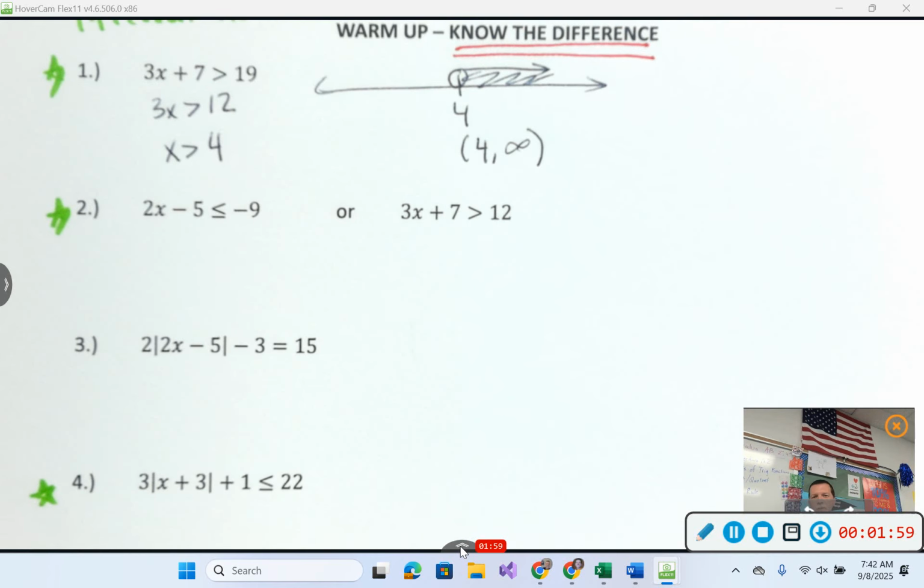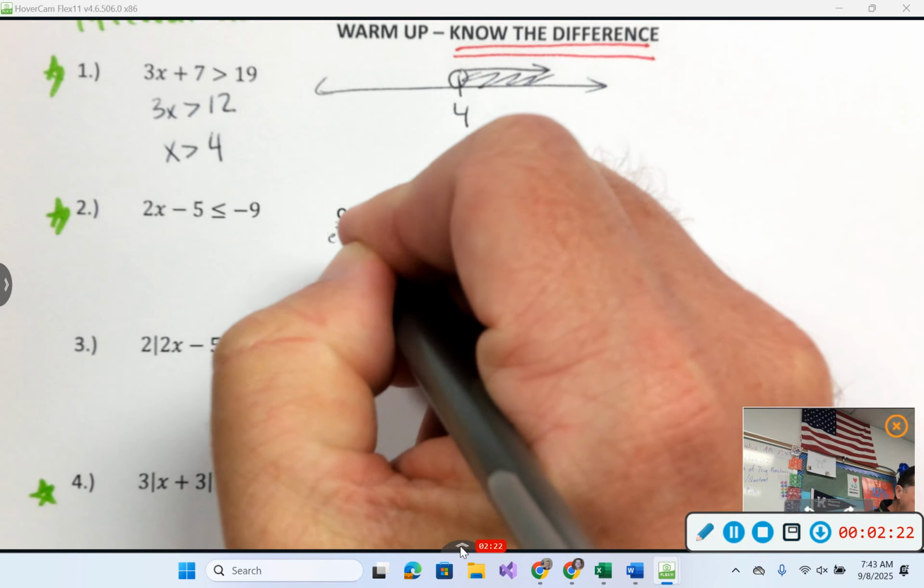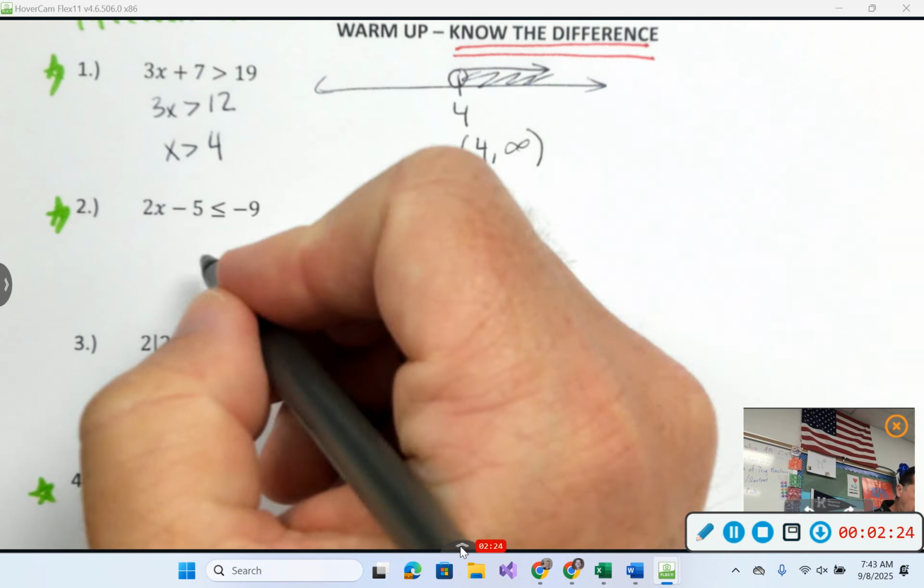All right, number 2 is maybe a little bit weird because maybe it's the result of an absolute value problem because it's already split up. But whatever, we'll just solve the two separately. And for an OR problem, are we looking for anything that's shaded or are we looking for the overlap? Anything. Either or, as opposed to overlap and. So anything that's shaded will be part of my solution here.